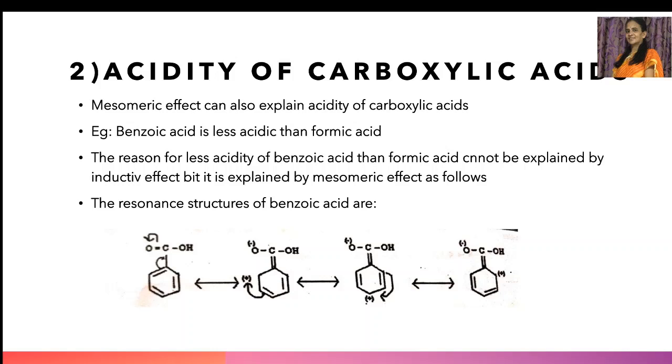Then due to resonance, this carbon has a positive charge, and this goes there and this carbon gets a positive charge. Then due to resonance this goes there and this carbon gets a positive charge. See the structures. In this, a positive charge over here, in this a positive charge over here, and if it comes inside, this goes there. These are all the resonance structures of benzoic acid.